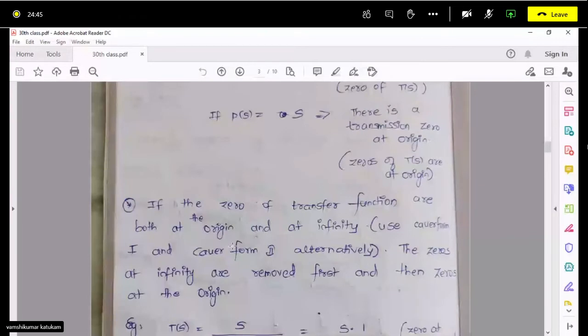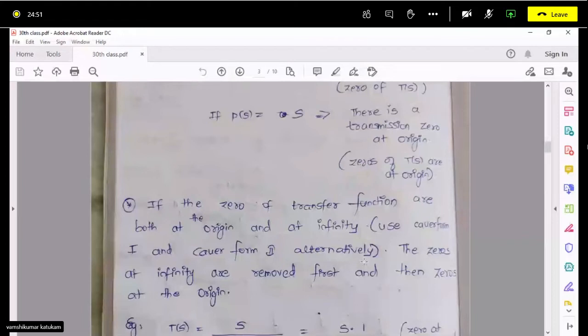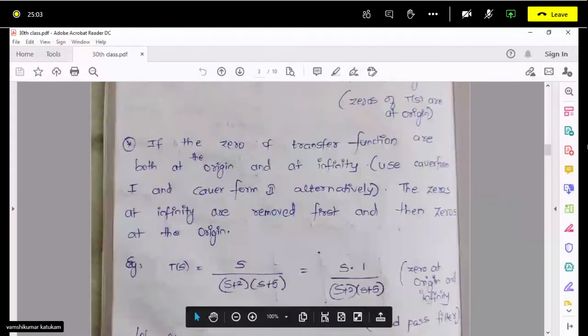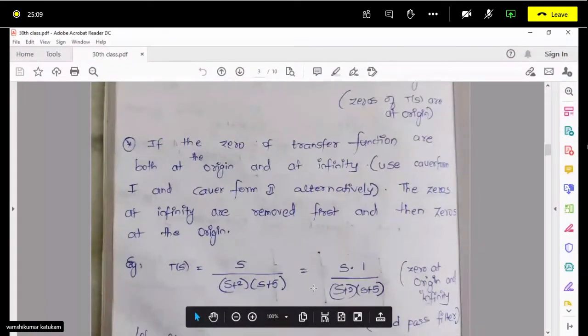Cauer form 1 is applicable when the zeros are at infinity; we have seen that because it is 1. Cauer form 2 is applicable when all the zeros are at origin; this we have seen in today's class. But when you have both, you have to use both Cauer form 1 and Cauer form 2 in combination. So this is this case.